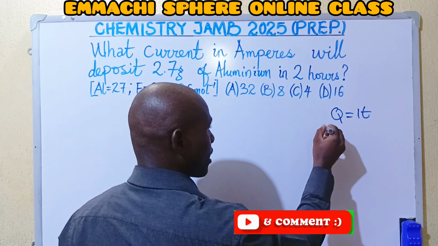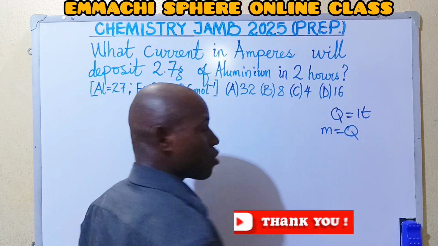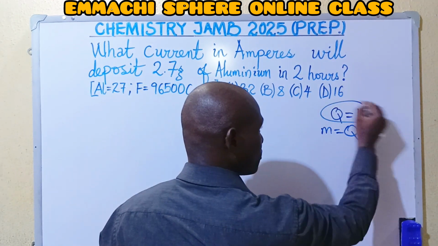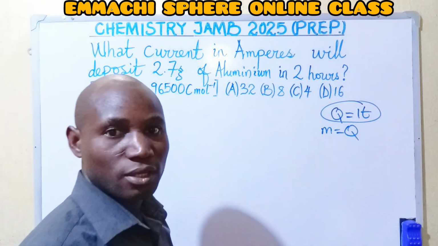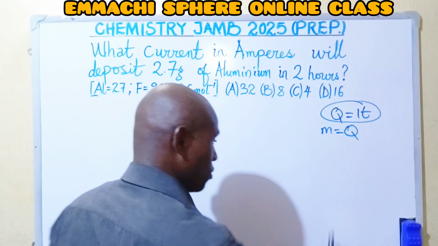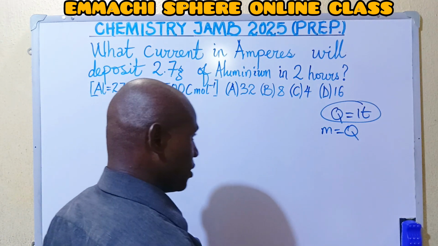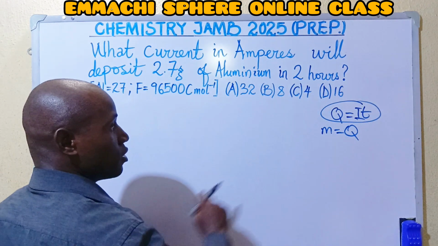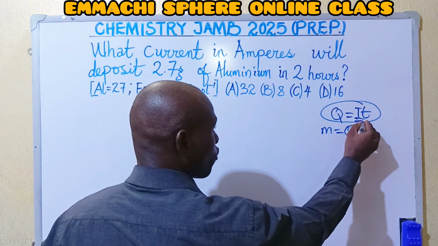From the first law, mass is equal to the quantity, and the quantity, just as I said, is equal to the current times time. So this is the formula we'll be applying here. We already have the time given. The current is what we are to look for.